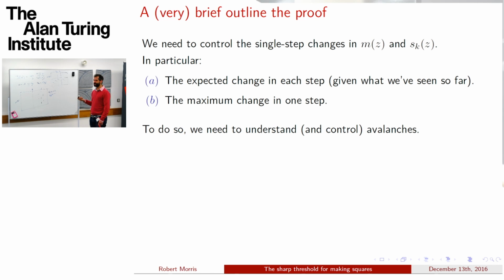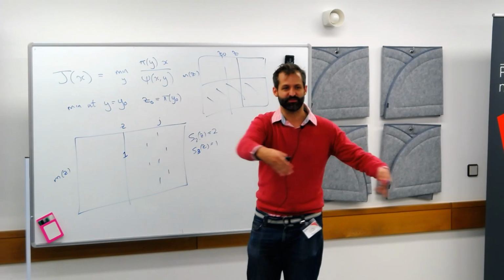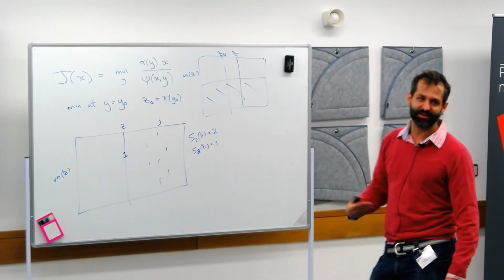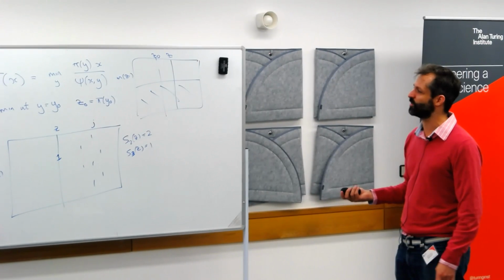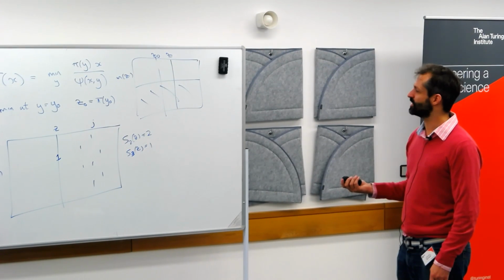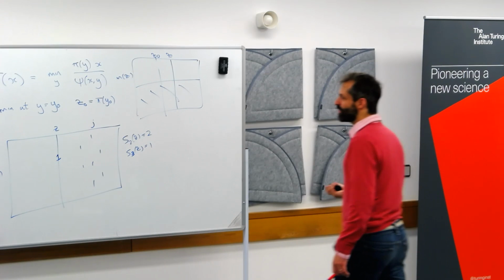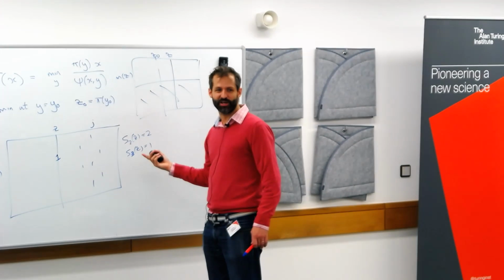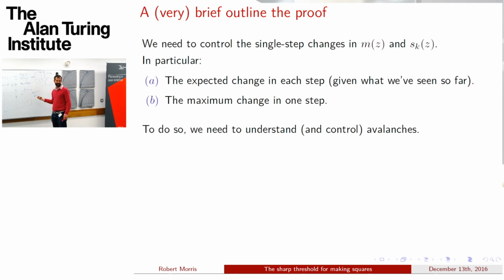So the key to doing this is understanding these avalanches, these rare events when suddenly you see a single one, which allows you to delete a row, which then allows you to delete a bunch of other rows. So how large can these avalanches be? What's their distribution? And so on. It's perhaps not surprising that we are going to use branching processes to do this.